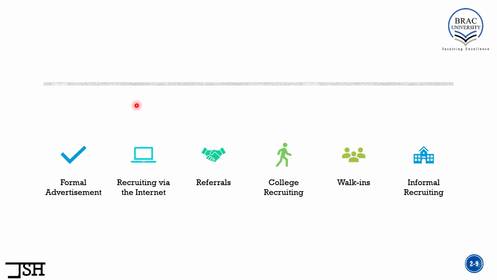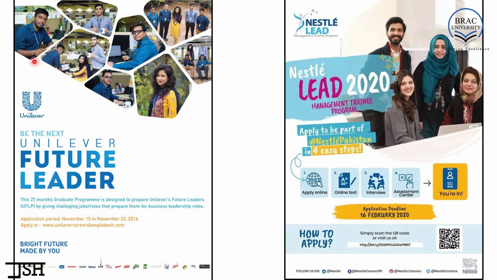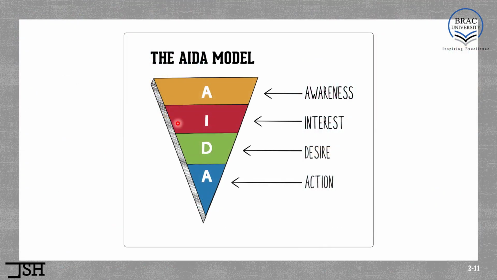In this video, we are going to discuss up to referrals. In the next video, we are going to discuss the remaining 3. We have already discussed 2 detailed job advertisements, so I'm not going to discuss formal advertisements any further. However, in your book, there is a model called the AIDA model. Now, what is the AIDA model? It is an acronym, which means A for awareness, I for interest, D for desire, and A for action.